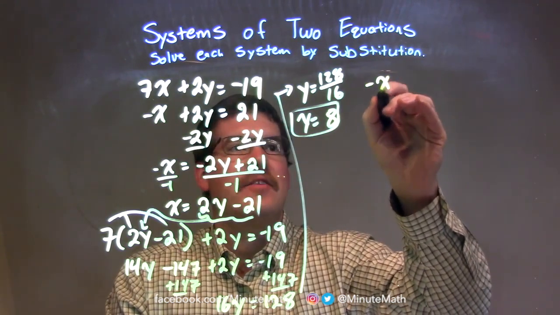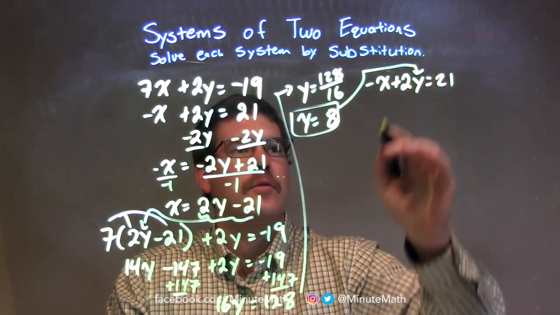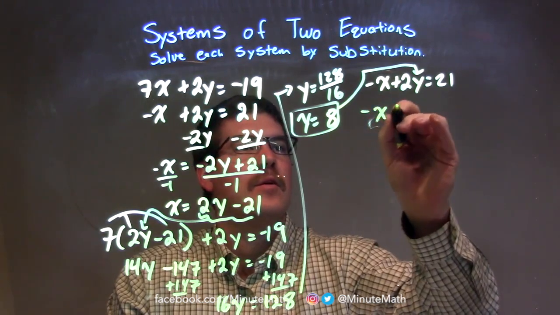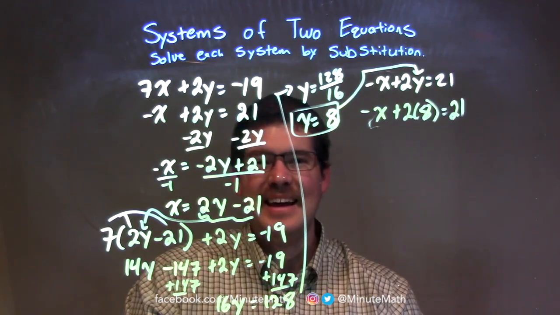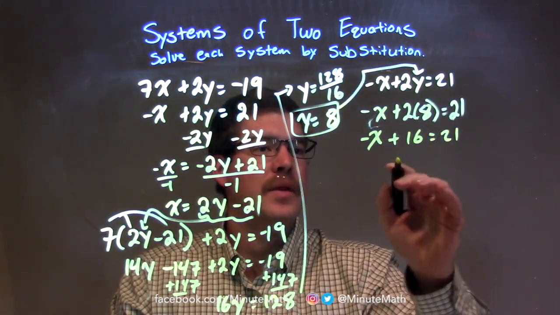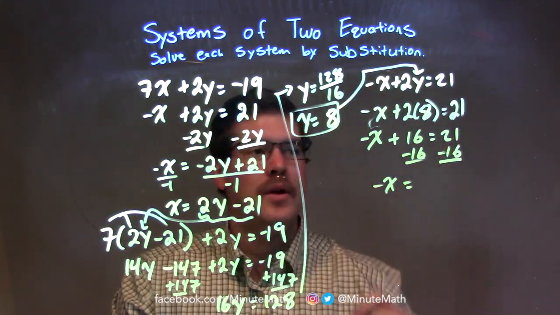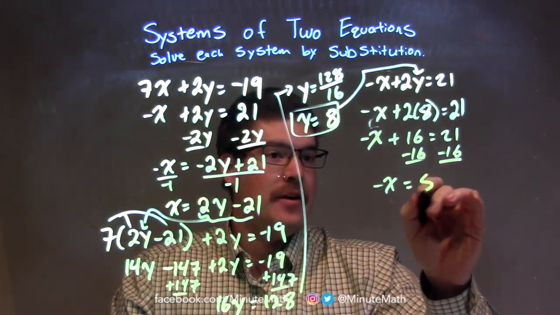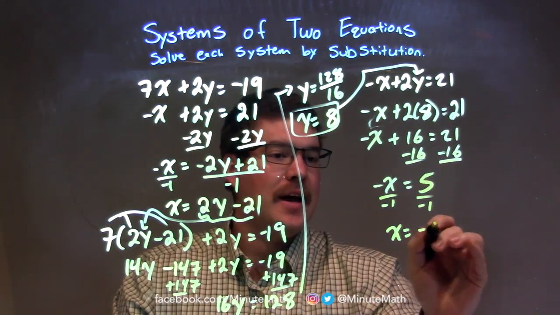I'm going to pick the second equation. So we have negative x plus 2y equals 21. Let's plug that 8 in for the y. Negative x plus 2 times 8 is equal to 21. 2 times 8 is 16, so we have negative x plus 16 equals 21. Subtract the 16 from both sides, and we have negative x equals 21 minus 16, which is a positive 5. Divide both sides by negative 1, and we have x equals negative 5.